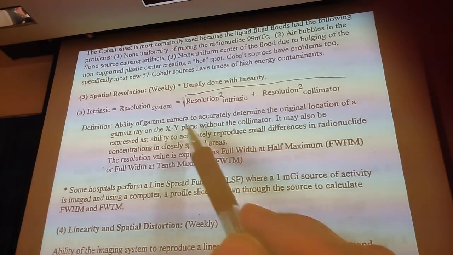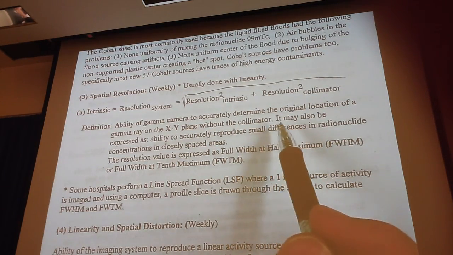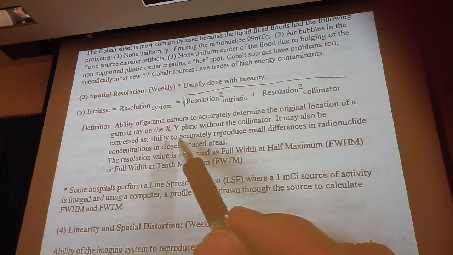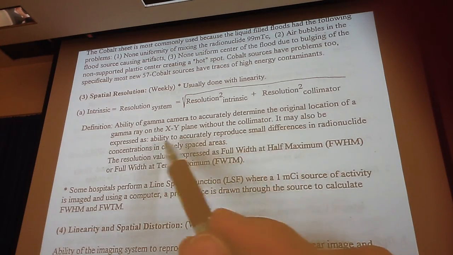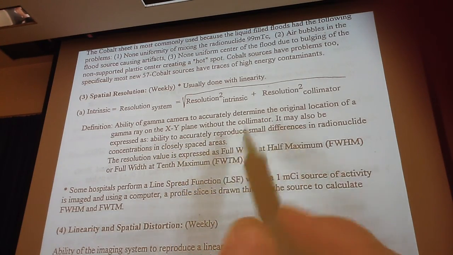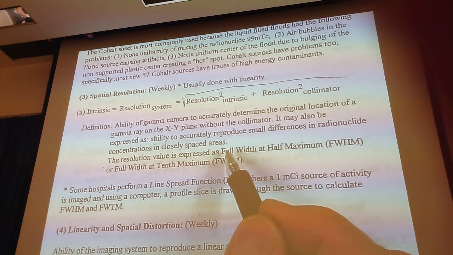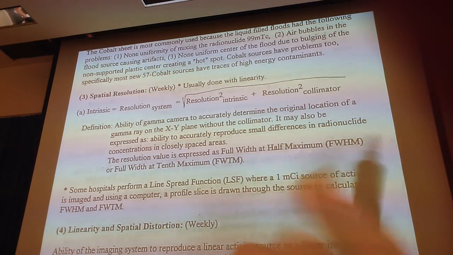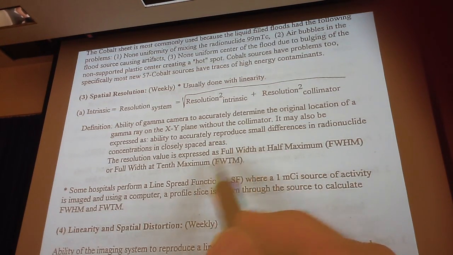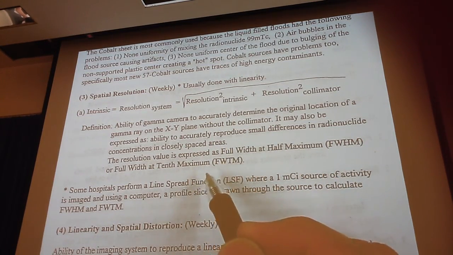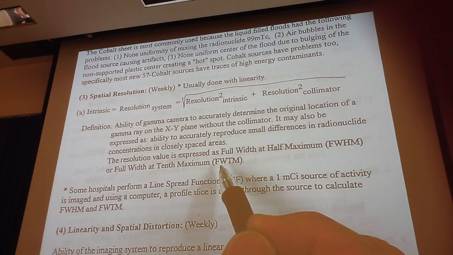It says it's the ability of the gamma camera to accurately determine the original location of the gamma ray in the X and Y plane without the collimator. It also expresses the ability to accurately reproduce small differences in radionuclide concentrations in closely spaced areas. So in other words, how close can two objects be to each other and still be seen as separate objects?